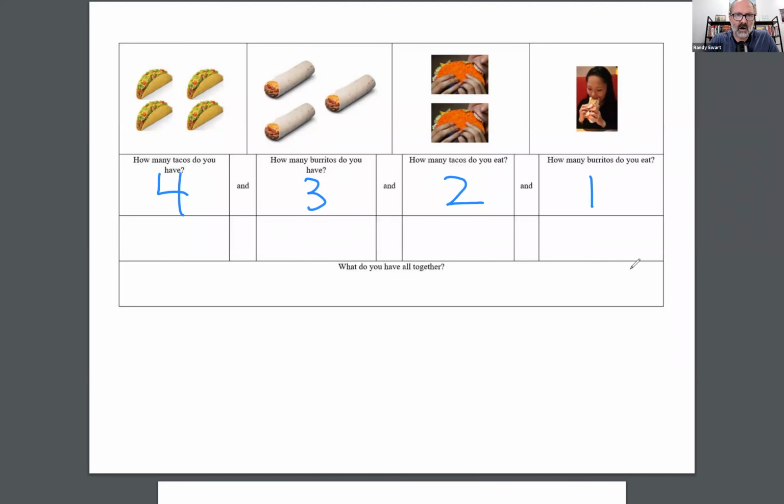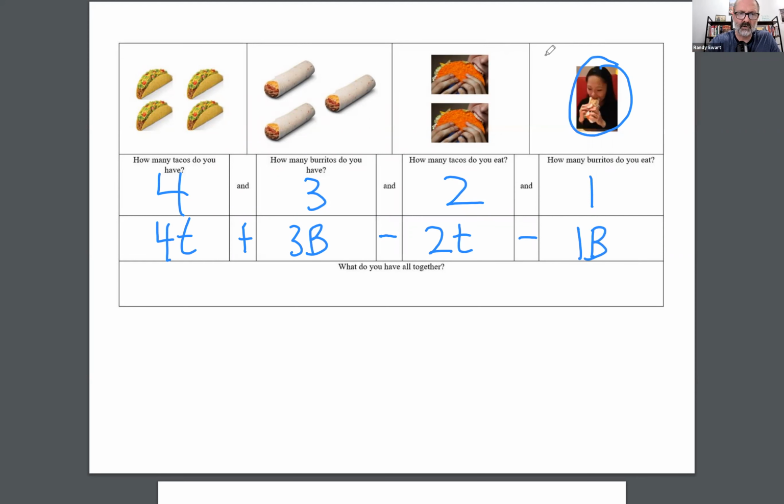So now we have tacos and burritos, and we're eating some tacos and we're eating some burritos. And that's what she's doing here. She's eating a burrito. So we have 4 tacos and we have 3 burritos, but then we subtract 2. We ate 2 tacos, and we also ate 1 burrito.